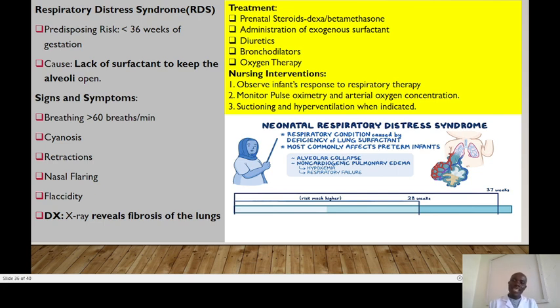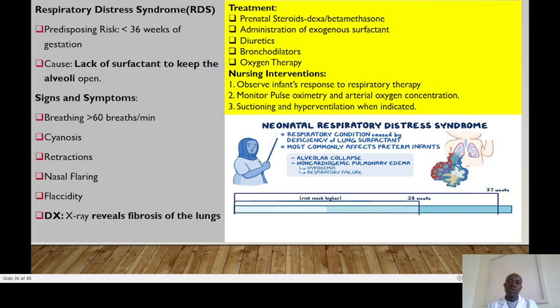Okay, a predisposing factor is anybody who is born below 36 weeks of gestation. The risk is higher when it's below 28 weeks. Okay, so this respiratory condition is caused by deficiency of lung surfactant, and it mostly affects the preterm. So we normally have alveolar collapse in that case because of lack of surfactant. Patients present with respiration of greater than 60 breaths per minute, and are cyanosed with chest retraction, nasal flaring, and flaccidity. For diagnosis, we normally do an X-ray, which normally reveals fibrosis of the lungs.